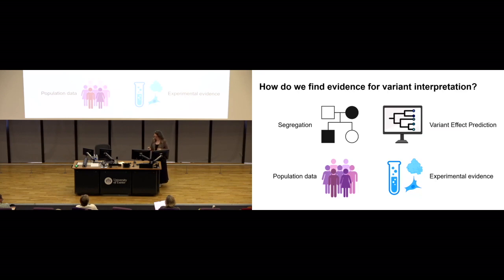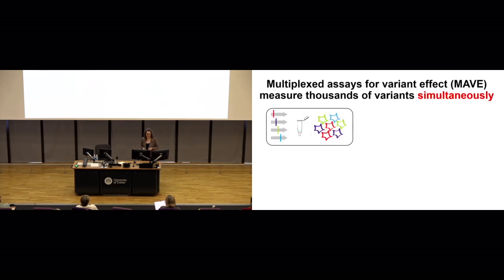But on the right side of this slide are variant effect predictors and experimental evidence. And both of these things are scalable. Variant effect predictions can be made for any base change or any amino acid change in the genome. And I'm going to try to convince you today that experimental evidence is also a scalable solution. And by scalable, we are going to use multiplex assays for variant effects.